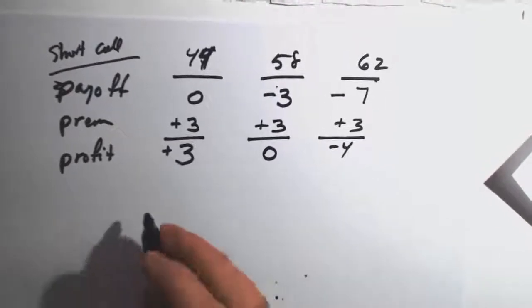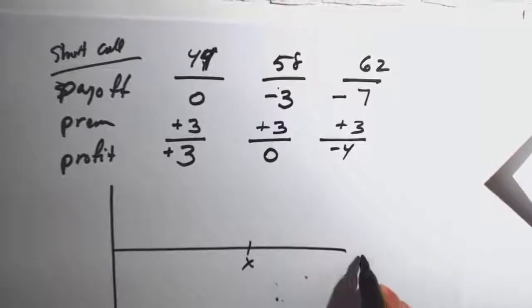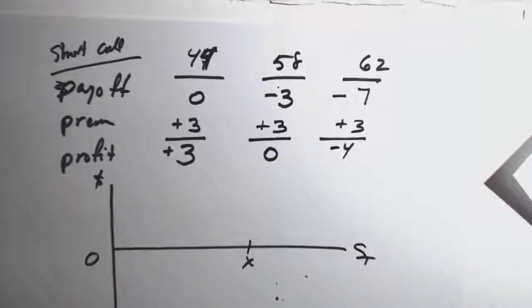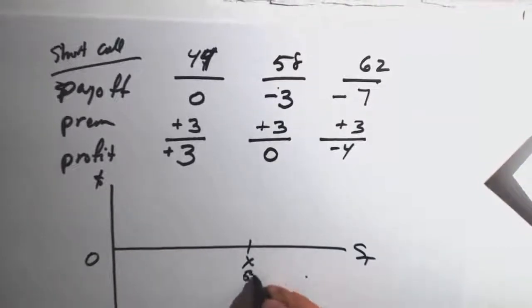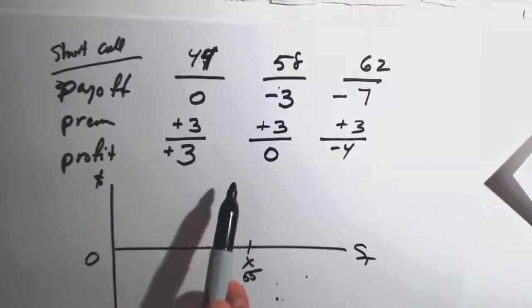Okay. Now, let's graph the relationships here. Again, memorize this. Just simply put together your sideways T, X, and the stock price at expiration. This is going to be 55. Now look at what happens to the profit on this option.